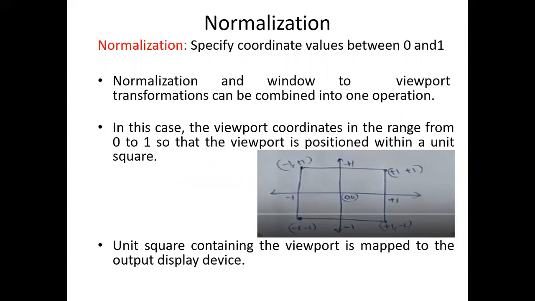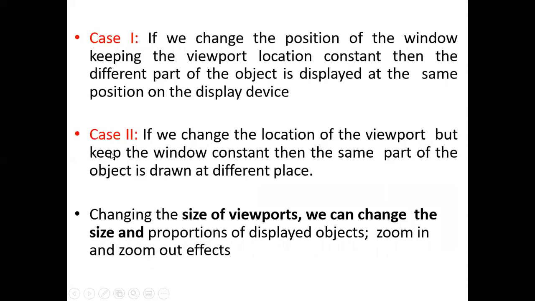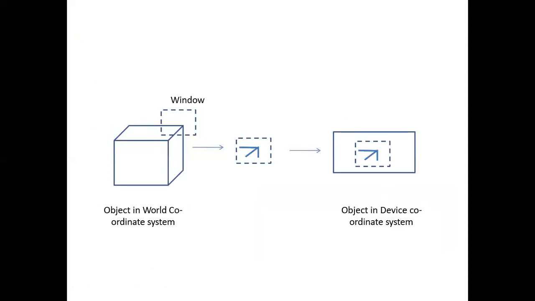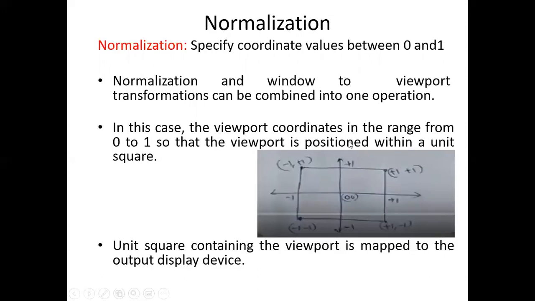What do we mean by normalizing? Normalizing means converting, in between window coordinates and device coordinates. I can map these window coordinates to normalized coordinates. Whatever picture you are selecting, you normalize it into coordinate values between 0 and 1. That means this 0 comma 0 is my origin, this is my +1 unit, and this is my -1 unit.